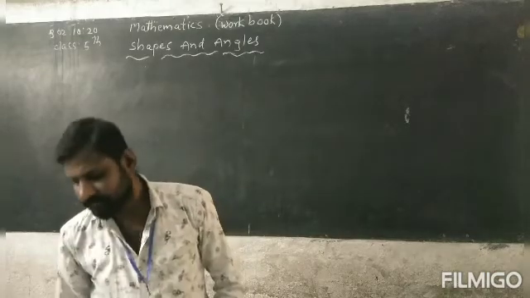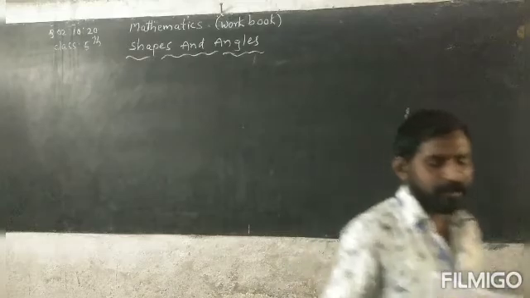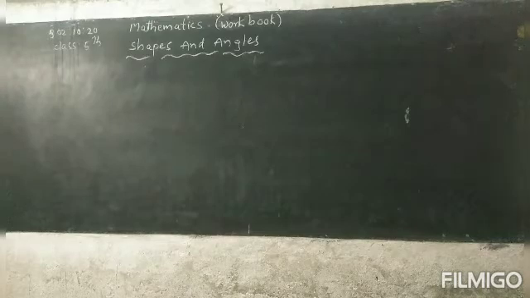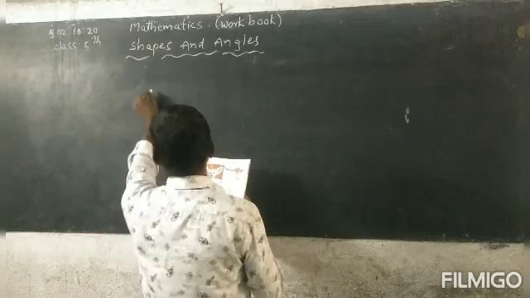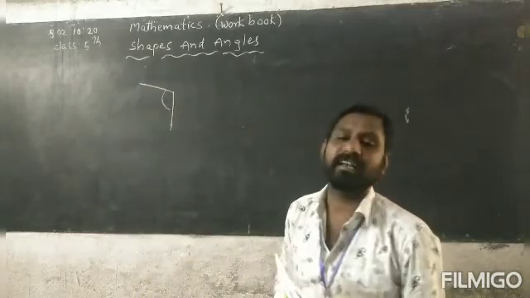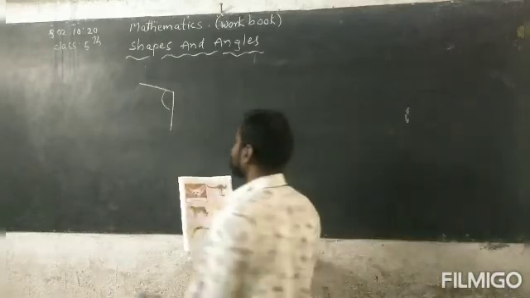See here, page number 4, first one, a rabbit is given. So what is the angle? This is an obtuse angle. Obtuse angle. Next one, kangaroo. So what is this? This is an obtuse angle. So write down in the kangaroo picture: obtuse angle.